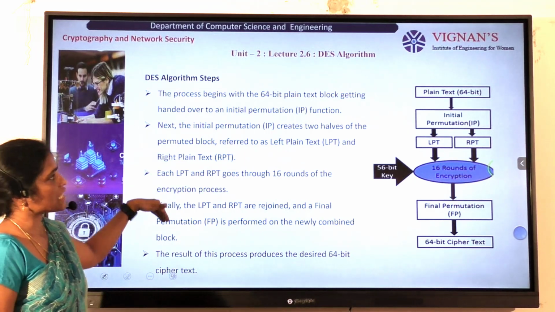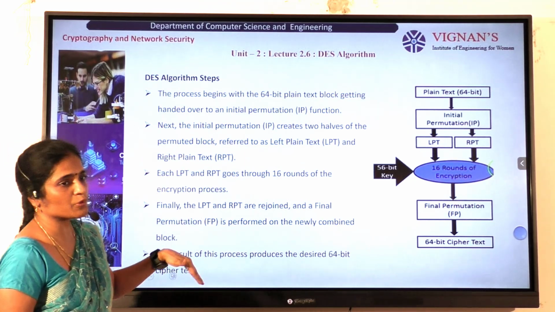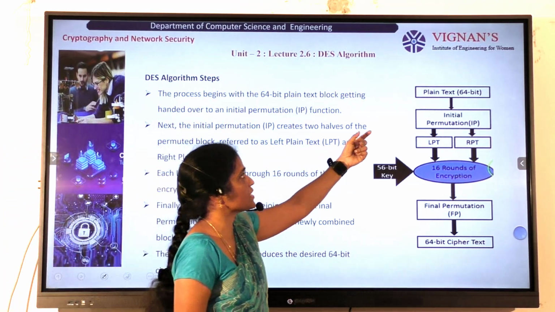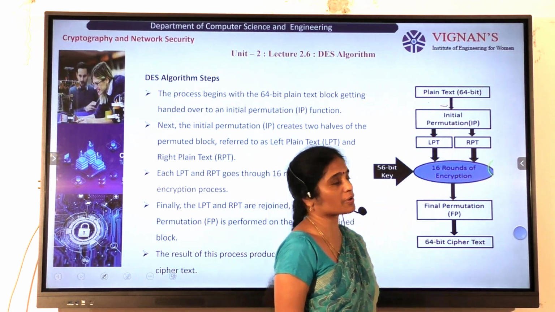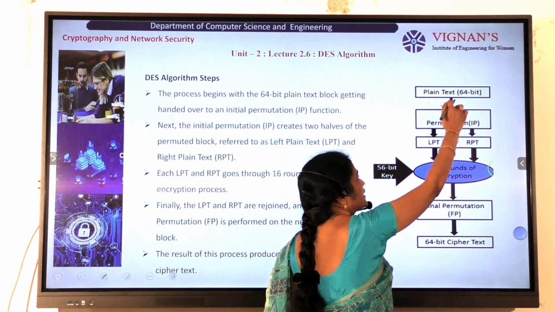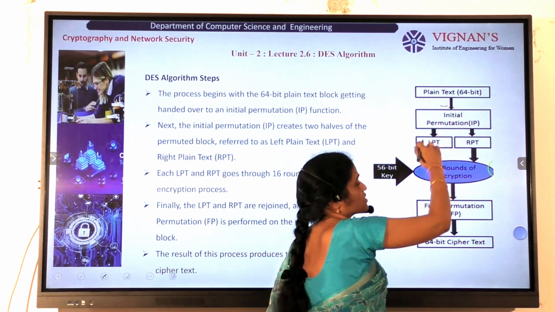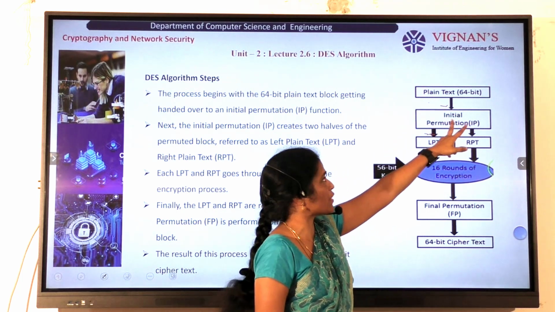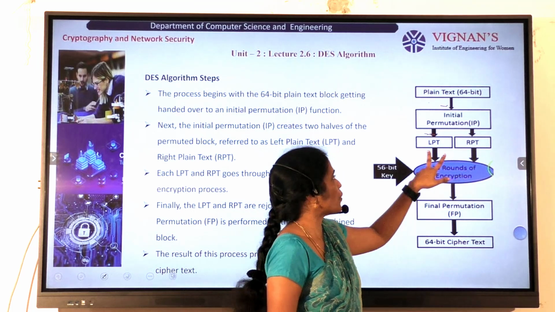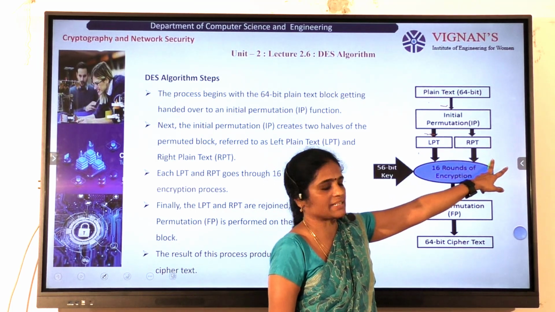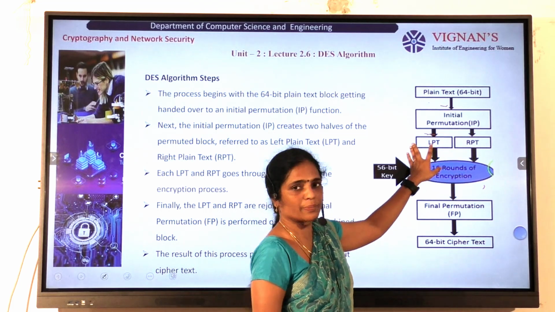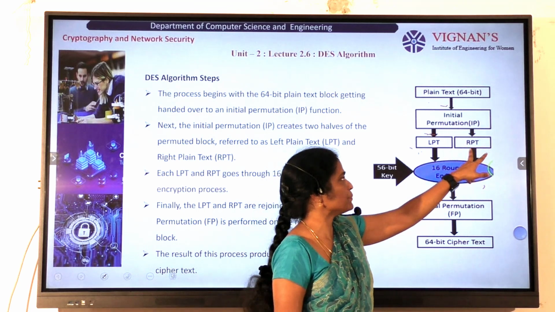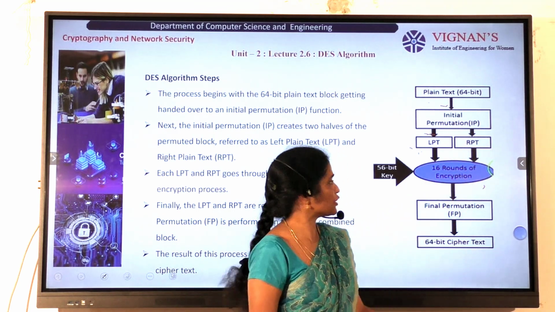The process begins with the 64-bit plain text. We take 64-bit data and send it to the initial permutation. The output of the initial permutation is divided into two halves: the left plain text and the right plain text. Each contains 32 bits of data. So the left plain text contains 32-bit data, and at the same time the right plain text also contains 32-bit data.